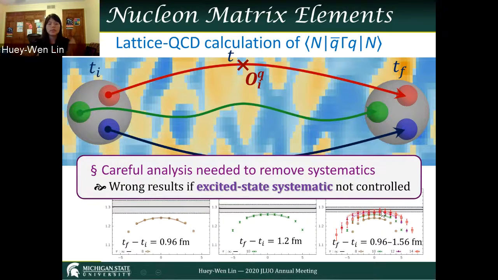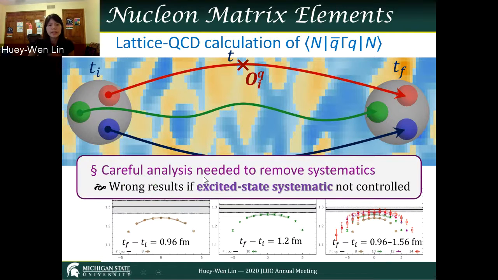So one often had to make some kind of call about how far you can go, and you try to do the best analysis you can. But you can see if you don't do a proper analysis, it's very likely to get the answer wrong. For example, if you only have a very small separation, about 0.96 Fermi in this particular parameter choice, and you try to estimate the matrix element while ignoring the excited state, you will get something very wrong over down here. Very small error, but very wrong.